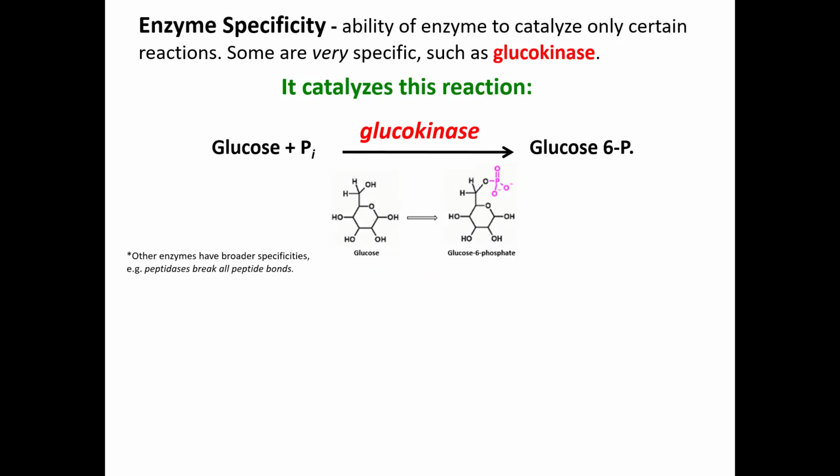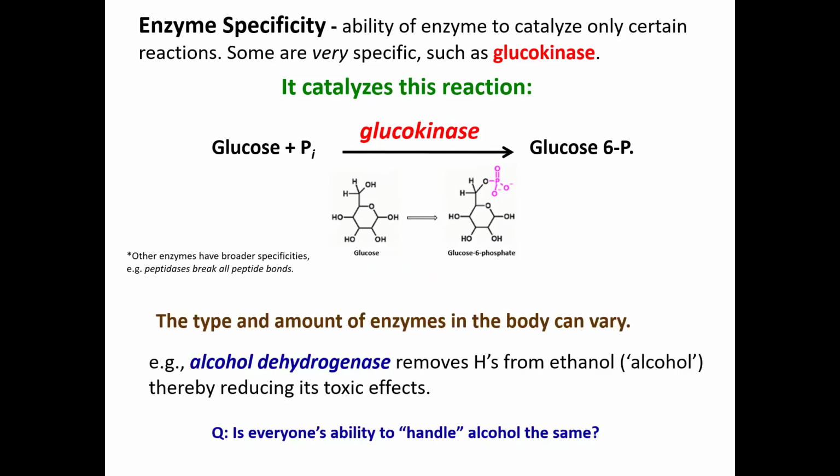And other enzymes have broader specificity. For example, you have peptidases that break all peptide bonds, and the time and the amount of enzyme in the body can vary depending on the function and the role of that enzyme in the system. For example, you have alcohol dehydrogenase, which removes hydrogens from alcohol and thereby reduces its toxic effects.